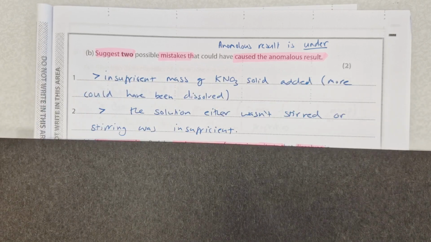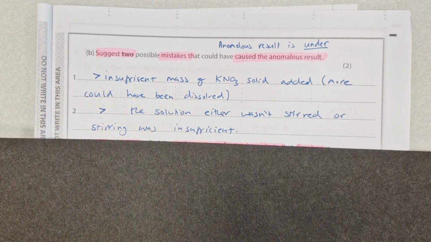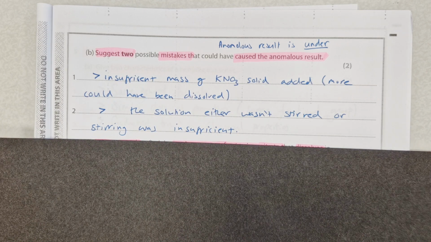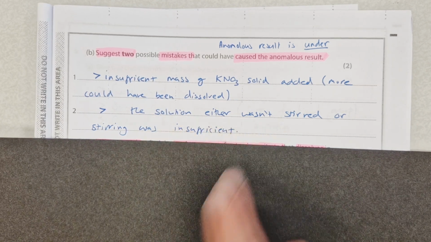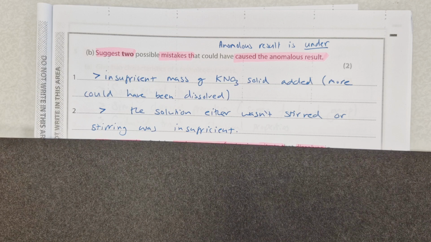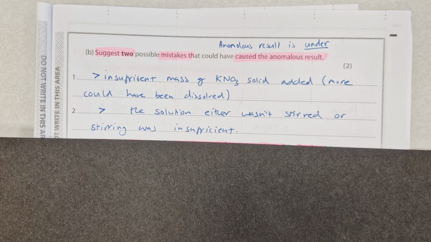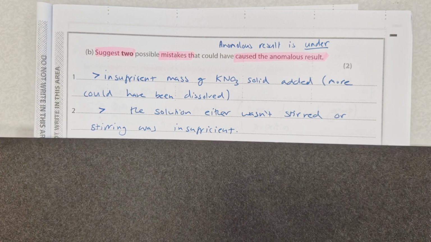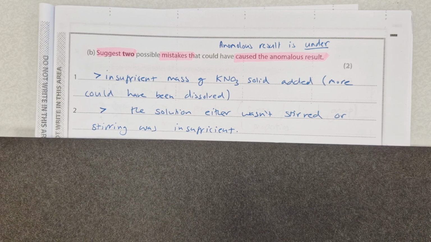So here are the two options I went with. Insufficient mass of potassium nitrate solid was actually added. We could have dissolved more. We just thought we'd finished and we should have carried on. The second one was that the solution either wasn't being stirred sufficiently or wasn't being stirred vigorously enough. So it would have dissolved if we carried on stirring, but we gave up too early, and so it appeared that it was coming out of solution, when in fact we could have dissolved more if we'd stirred more vigorously and mechanically dissolved the solid.